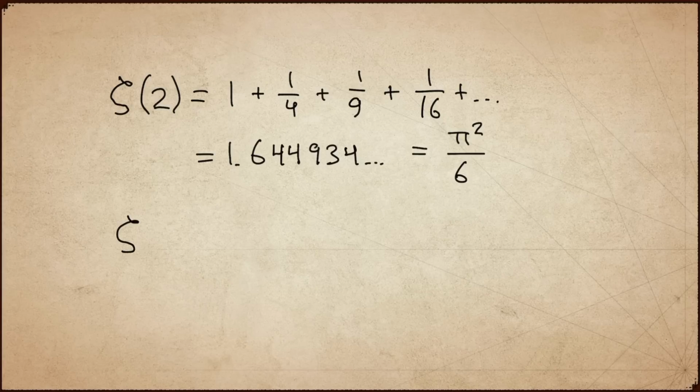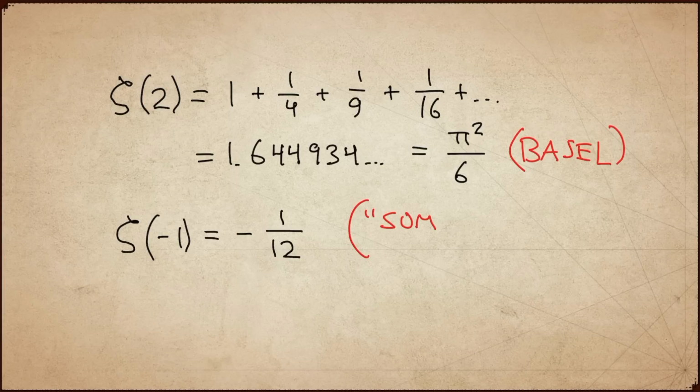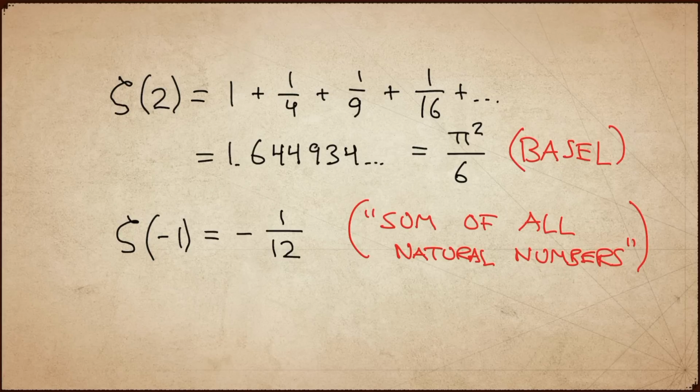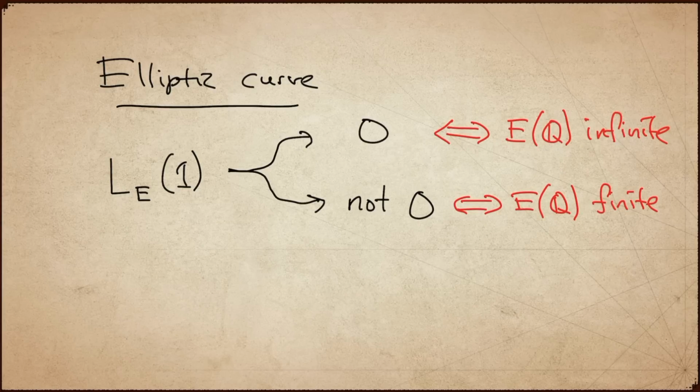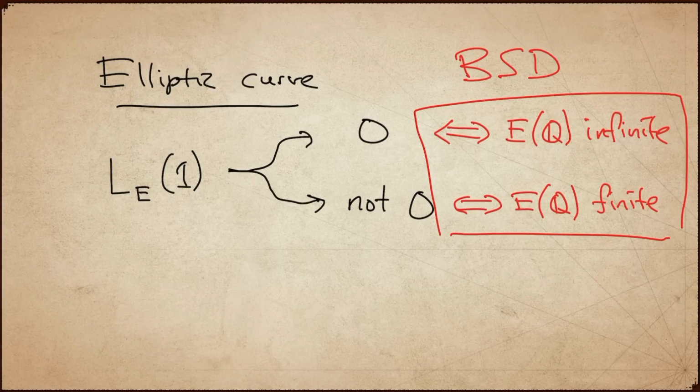Similarly, zeta of minus 1 is exactly minus 1 over 12. Both of these are very famous. The first is the Basel problem, and the second is the so-called sum of all natural numbers. These have been covered in many wonderful YouTube videos elsewhere. For the L function of an elliptic curve, we saw last time that L of 1 is either 0 or non-zero, and this difference holds the key to whether the set of rational points is infinite or finite. Or at least this is so if the BSD conjecture is true.